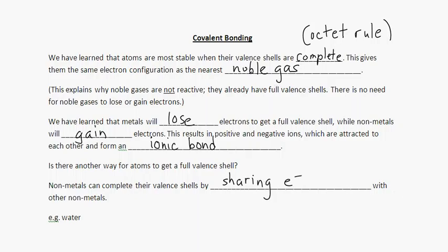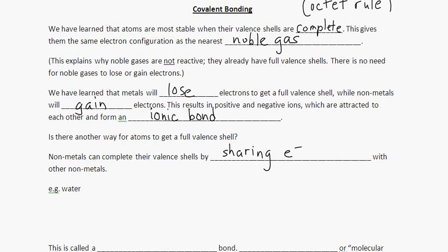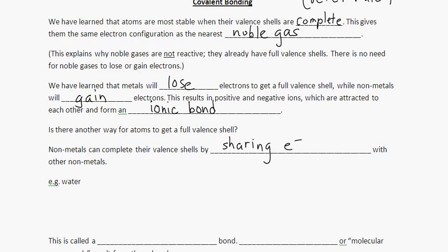So, we've talked about how nonmetals want, we're using that word want, to get a full outer shell by gaining electrons. Well, if you have two nonmetals, they both want electrons. One way they can solve the problem is to share the electrons, or at least some of the electrons that they do have. A familiar example would be water, H2O.